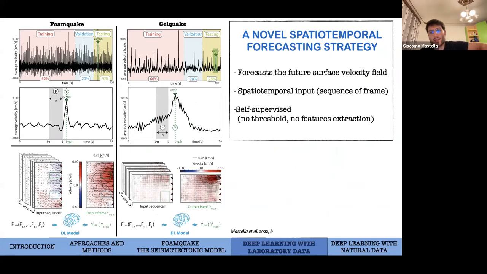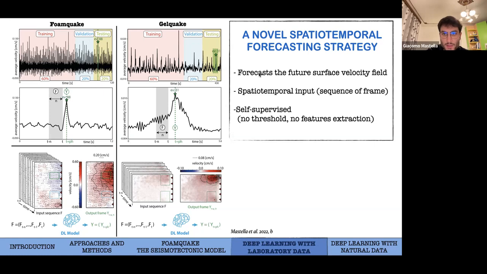So here the forecasting strategy we adopted is described. First of all, we consider one experiment, both from FOAMQUAKE and GELQUAKE, and we divide the input dataset into the training, validation, and testing set, as commonly used in machine learning problems. The artificial intelligence model is trained only using the training set, while the validation set is used to tune the hyperparameters of the model. The testing set is only used to test the ability of the model to generalize to data that it has never seen before.